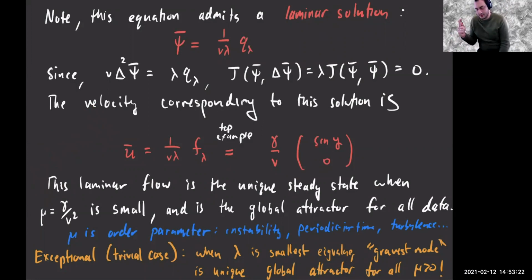So there's one trivial case of this setup. The trivial case is when you force with an eigenfunction corresponding to one of the smallest eigenvalues of the Laplacian. In that case, you call the force the gravest mode. It's sort of the largest scale thing that fits in the domain. And this solution is in fact the unique global attractor for all values of mu. So there's no transition to anything. It's just always stable. And the dynamics are always trivial in the sense that they just contract onto that one fixed point. So that's just something to keep in mind.